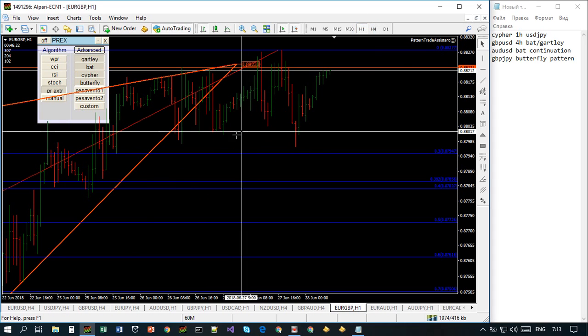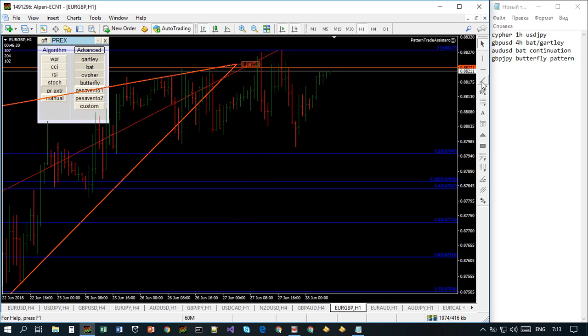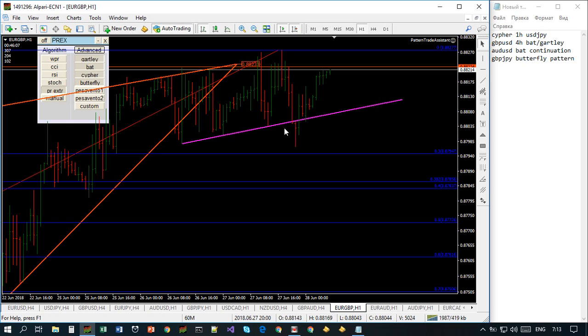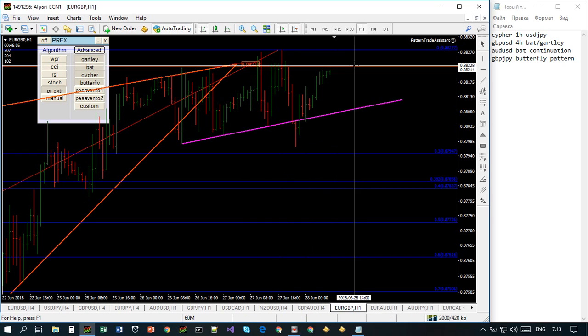So based on my analysis, we have a kind of wedge pattern here, and this one is a double top broken to the downside, then a nice opportunity to enter here. I would still wait for a reversal bar to appear.